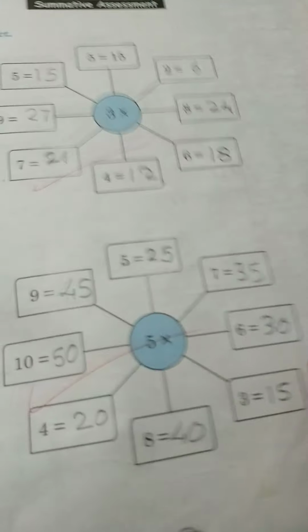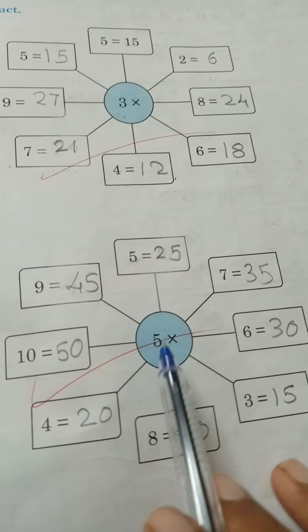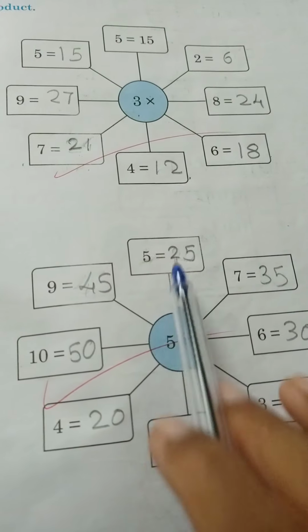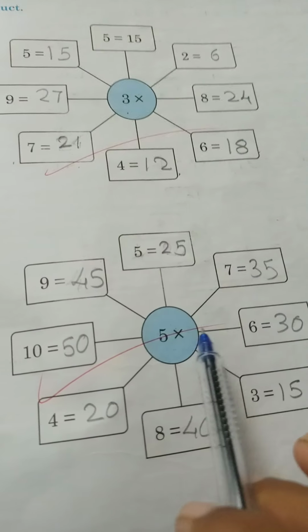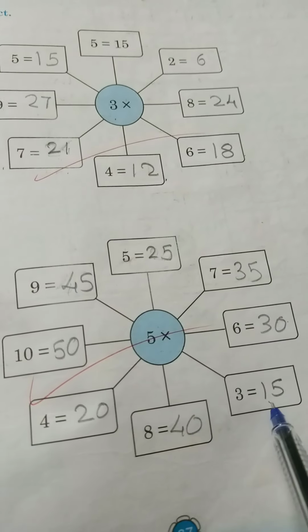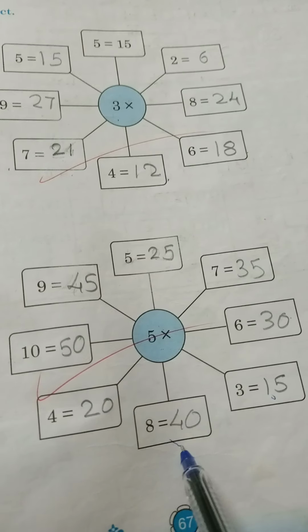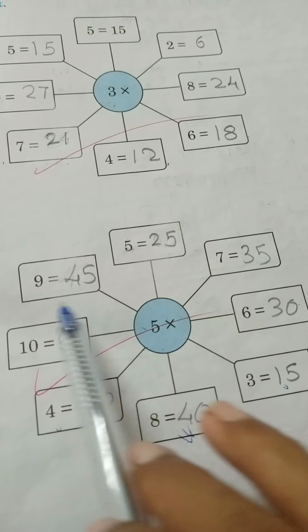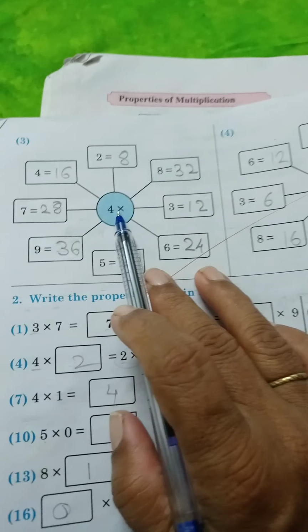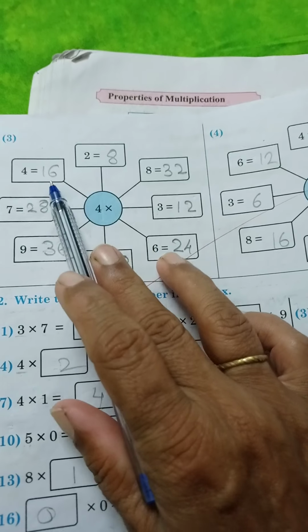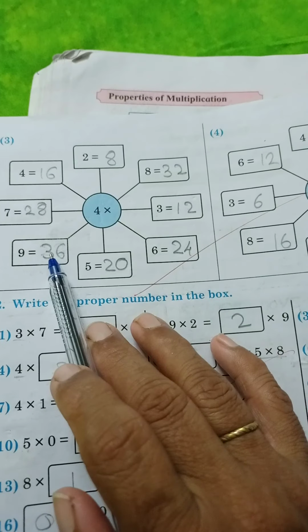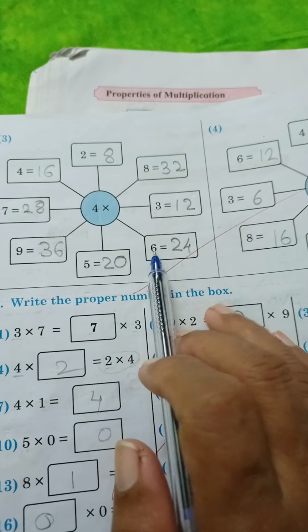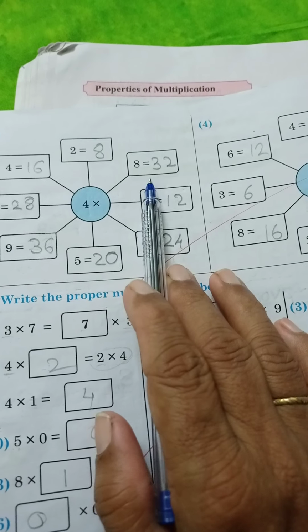Okay, in the same way, what have they given here? 5. They have given you the table of 5. So you have to write your 5 tables. 5 5s are 25, 5 7s are 35, 5 6s are 30, 5 3s are 15, 5 8s are 40, 5 4s are 20, 5 10s are 50, 5 9s are 45. Okay, student. Then again see here. They have given the table of 4. 4 2s are 8, 4 4s are 16, 4 7s are 28, 4 9s are 36, 4 5s are 20, 4 6s are 24, 4 3s are 12, 4 8s are 32.